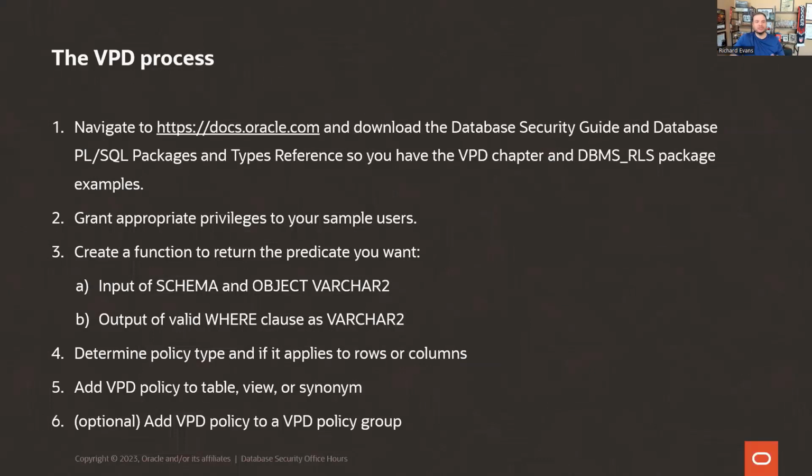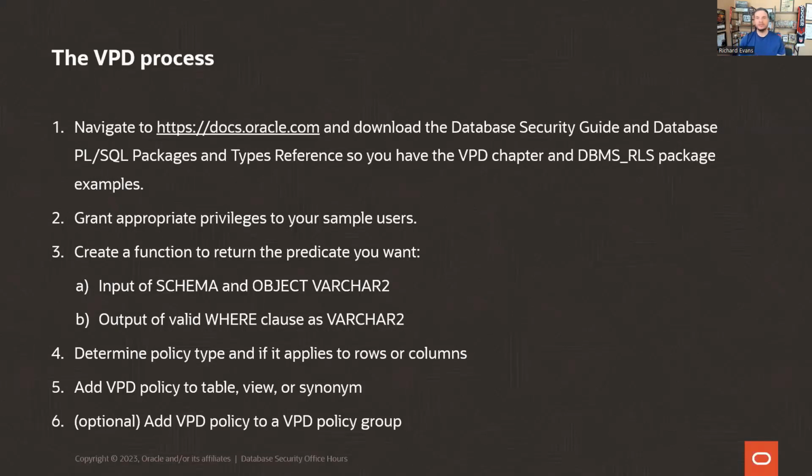Create a sample user, grant the appropriate privileges, create that function. Remember, it just takes the input of the schema and the object. You don't really use them in there. VPD uses them when you apply that function and policy to the object. And then the output is just a varchar2 with a valid where clause. So you can always test it first, right? Run it in SQL*Plus. Okay, I want to append department is 30. Did I get my syntax right? Yep. Okay, good. So put that in your return character there.